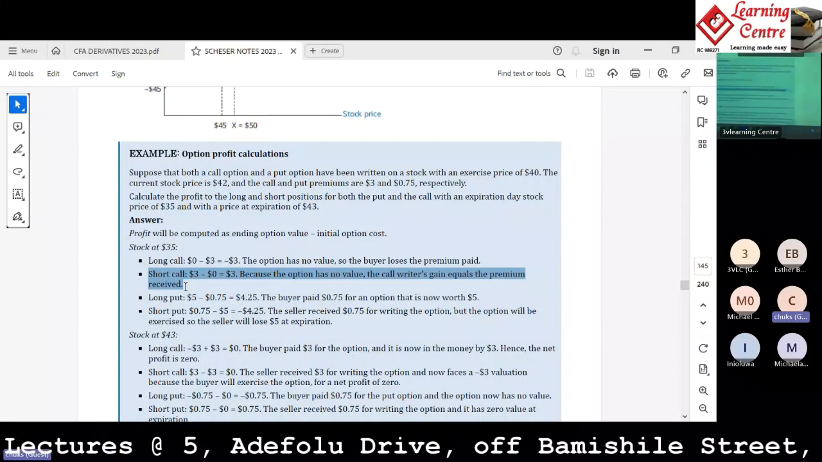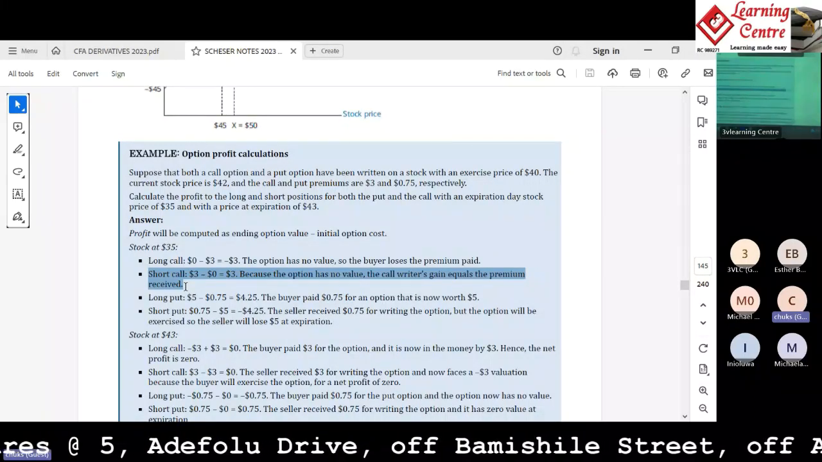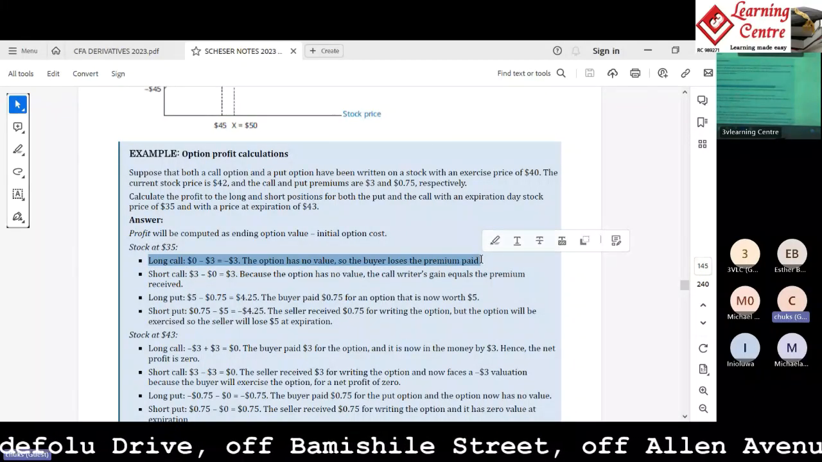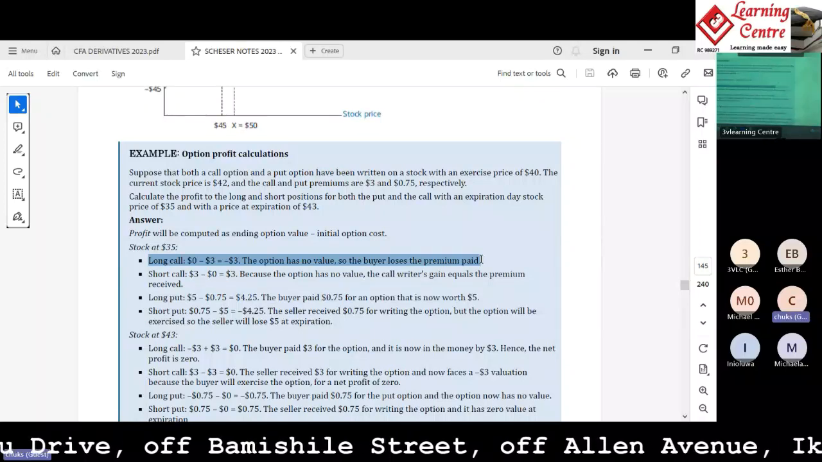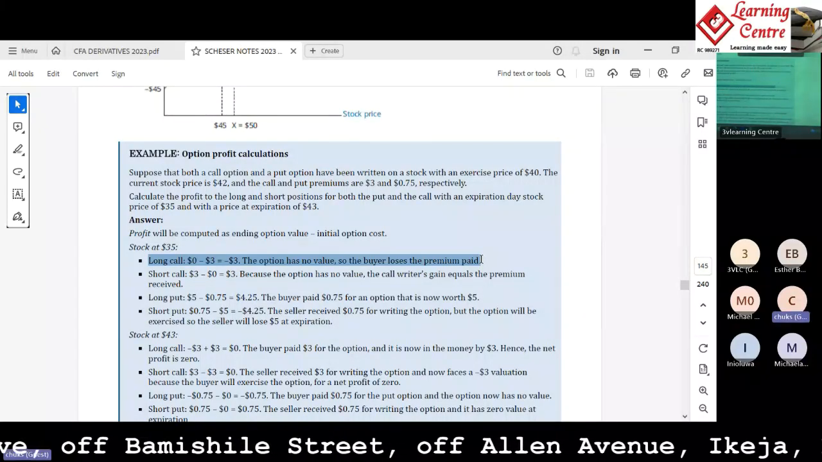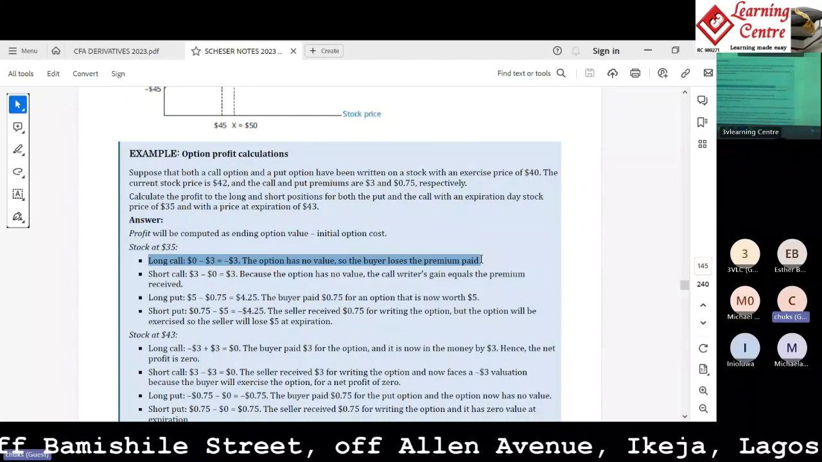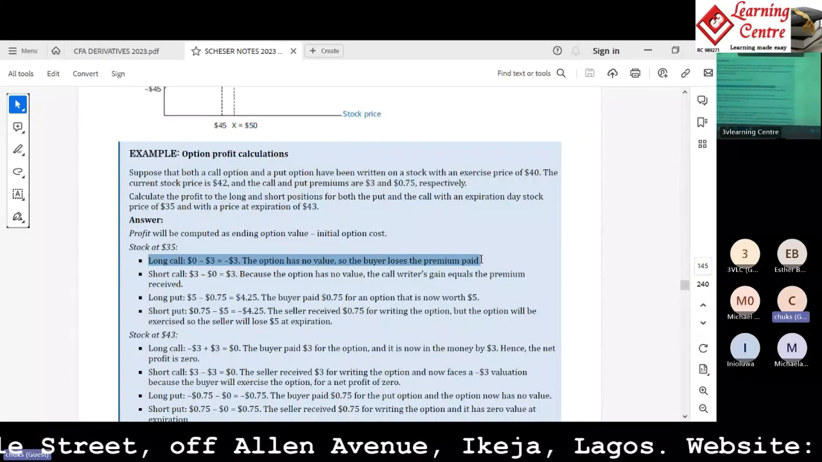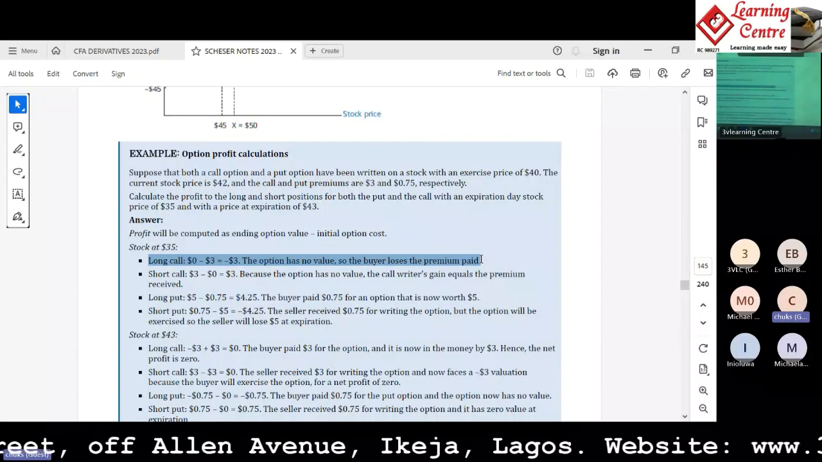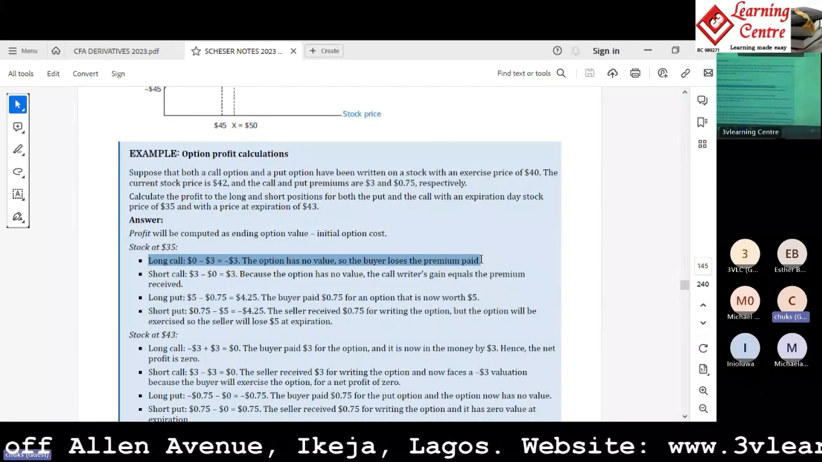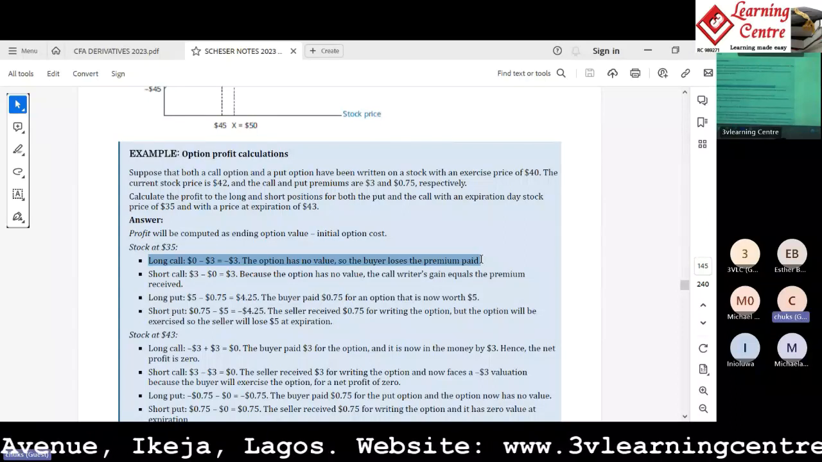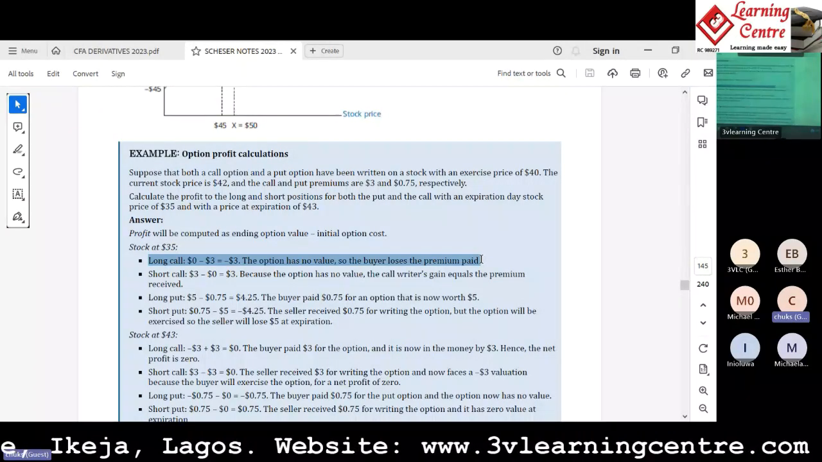So what does that mean? I am only going to lose the $3 that I have paid as premium. If you remember our examples, we said there's a cost to this option. Because you have a right, the other person does not have a right. The other person has an obligation to fulfill his own part. So there must be a price to pay. That person cannot just come and lose everything. So meaning you have paid a premium.